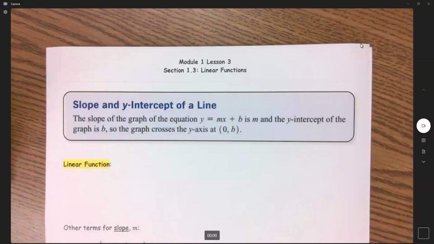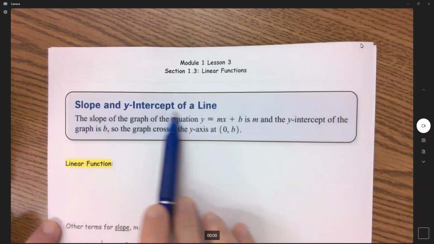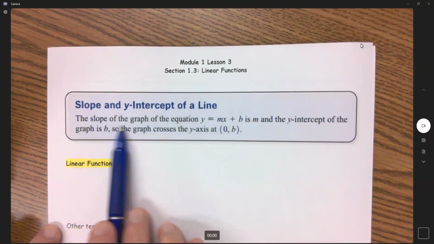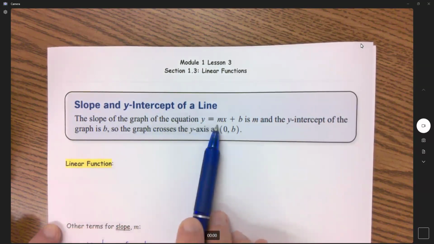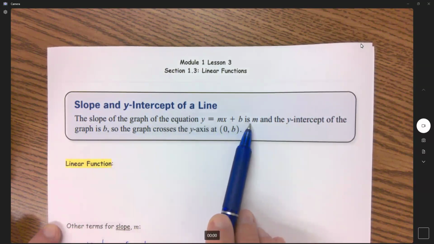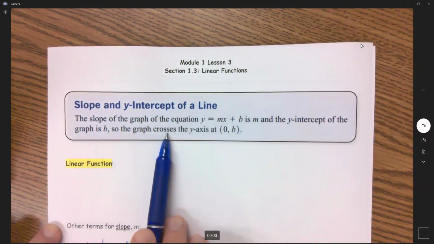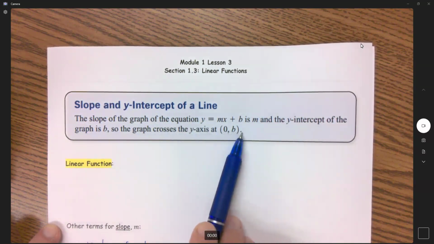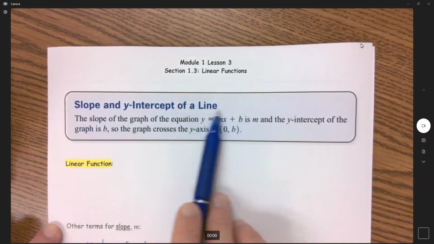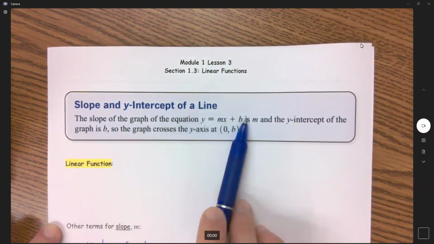Since we're going over linear functions, let's define what a linear function looks like. The slope and y-intercept of a line: the slope of a graph of the equation y equals mx plus b is m, and the y-intercept of the graph is b, so the graph crosses the y-axis at (0, b). So this is our equation right here for a linear equation.